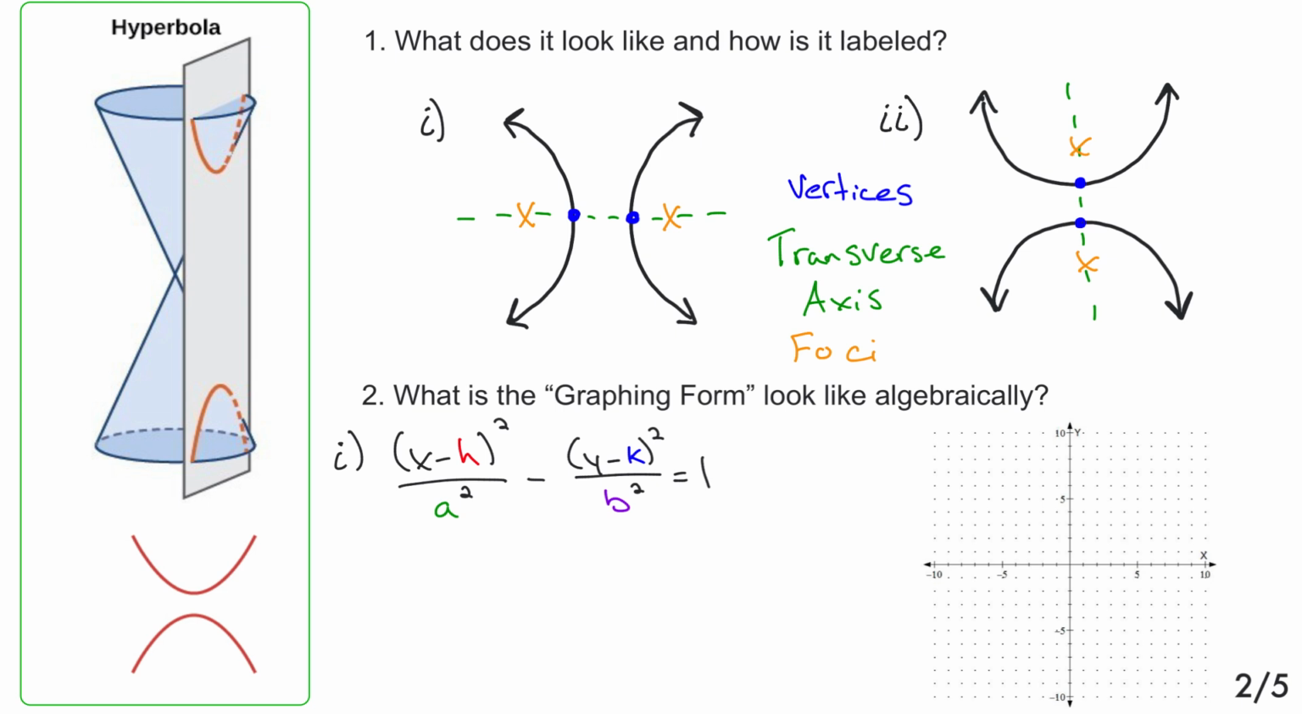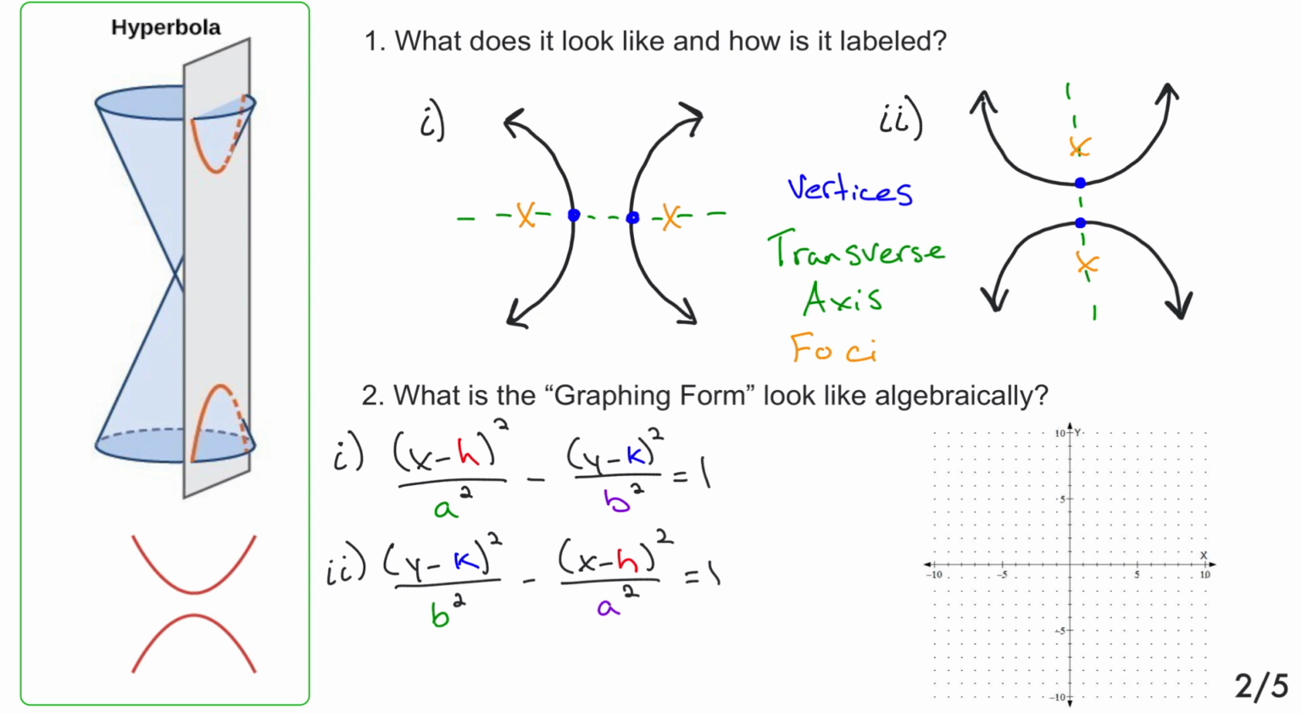Or, for type 2, we have pretty much the same thing, except it's going to be the quantity of y minus k, quantity squared, divided by the b value squared, minus the quantity of x minus the h value, quantity squared, divided by a squared. And that's going to be equal to 1.